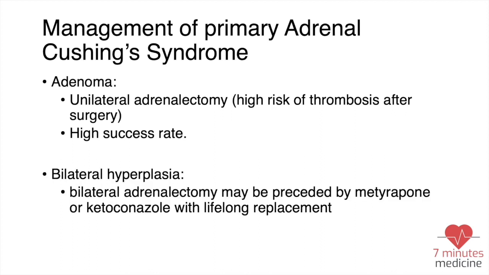The second case, if you have bilateral hyperplasia, where you don't have a distinctive mass, then bilateral adrenalectomy can be done and might be preceded by Metyrapone or Ketoconazole, with lifelong replacement. But as we said, the decision here is to have a thorough discussion with your patient, with the care team, and with their family to have common ground to take those decisions.